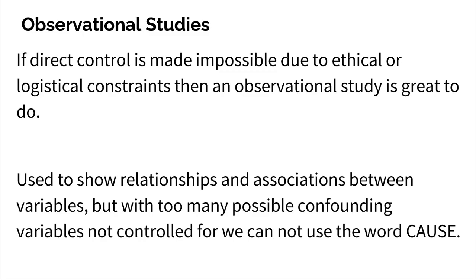Now, observational studies are great. They are definitely used a lot to show relationships and associations between two variables, but with too many possible confounding variables not controlled for, because it's not an experiment, we cannot use that word cause. So we cannot say at the end of an observational study, X causes Y. We could just say that there is a strong relationship between X and Y, or there's a tendency that as X changes, Y changes, but we can't use that word cause.